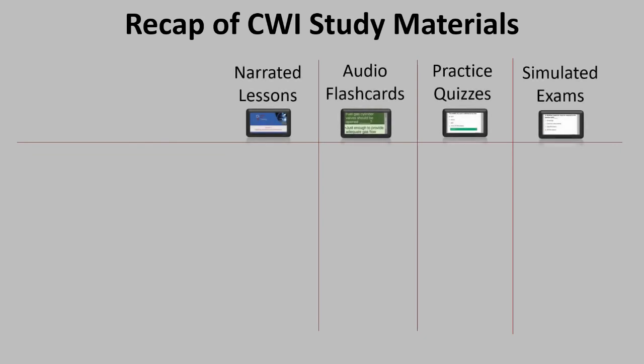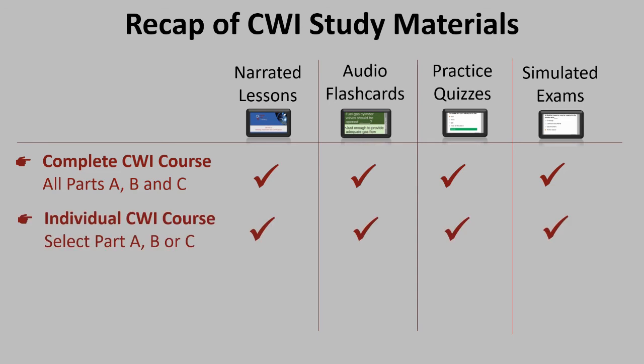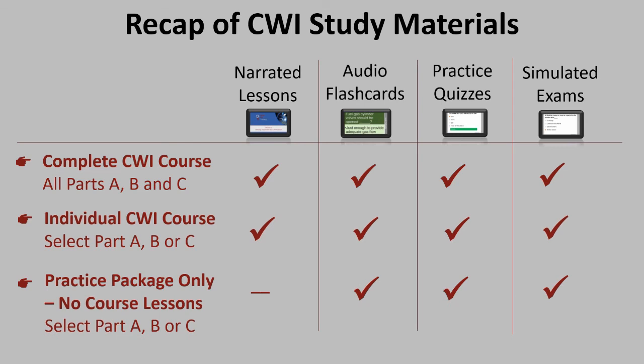You have 2 options if you want the narrated lessons and everything else. You can purchase the complete CWI course package, which includes all parts A, B, and C, or you can just do the individual course package where you select whether you want A, B, or C. Now that's if you want narrated lessons and everything else. If you just want the flashcards, quizzes, and exams and you aren't interested in the narrated lessons, you can then purchase the practice package only and select which parts you want, A, B, or C, or all 3.